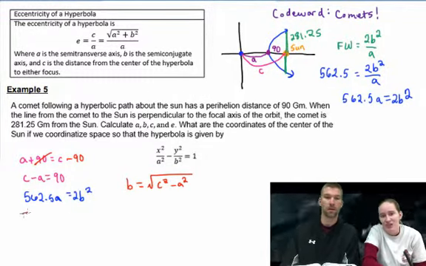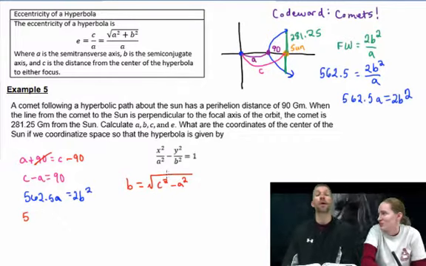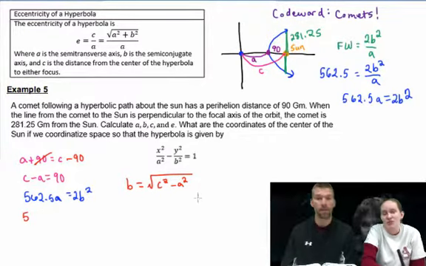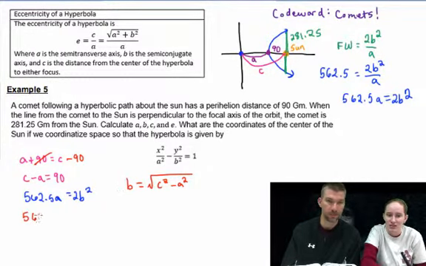No, plus for the hyperbola, isn't it? It's A squared plus B squared equals C squared. So if I solve that for B, I would subtract C squared. Gotcha.